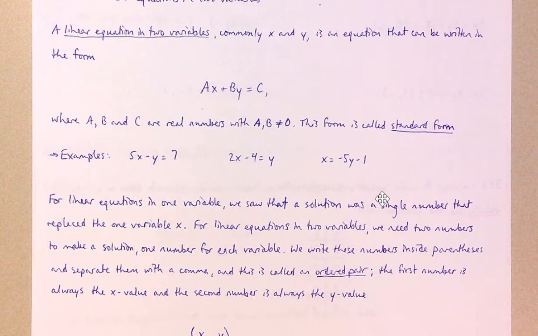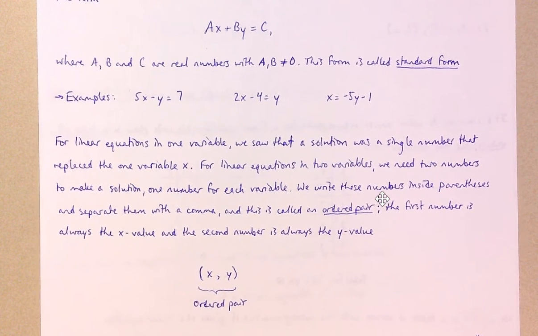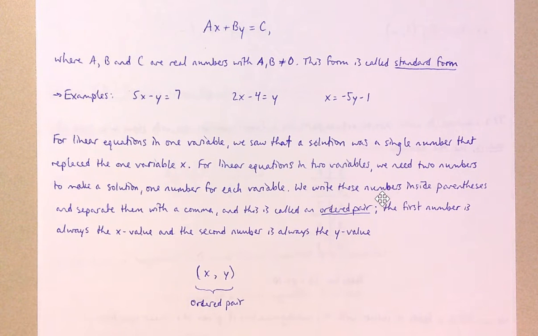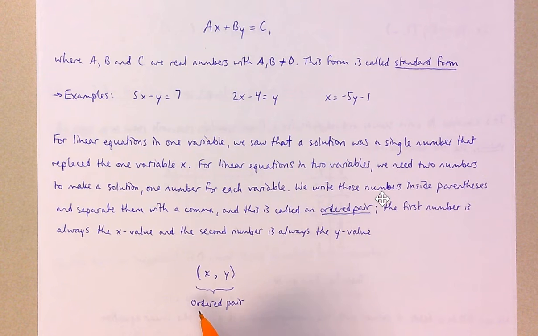And how do we represent this solution? We write these numbers inside parentheses and separate them with a comma. And in this context, this is referred to as an ordered pair. Some of us may have heard that two-word phrase before. The first number that's written is always the x value, the number that you're substituting in for x, and the second number is always going to be the y value, the number that you're substituting in for y. So this whole thing is an ordered pair. You have two numbers, x comma y, inside of parentheses.